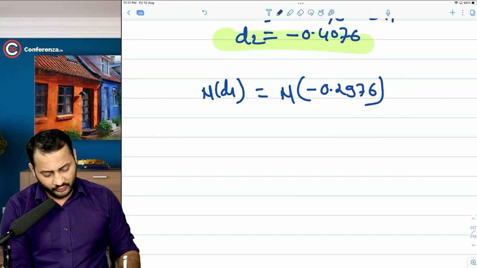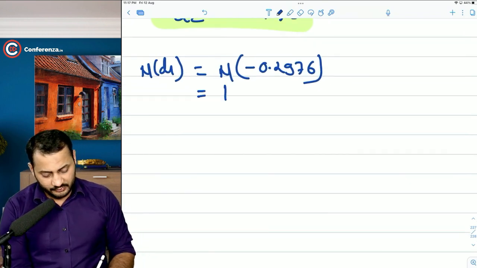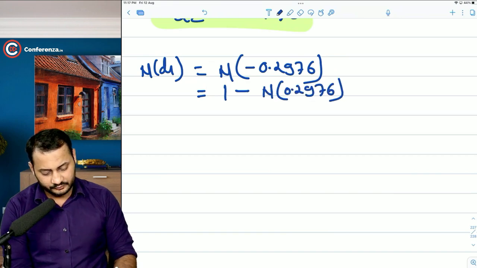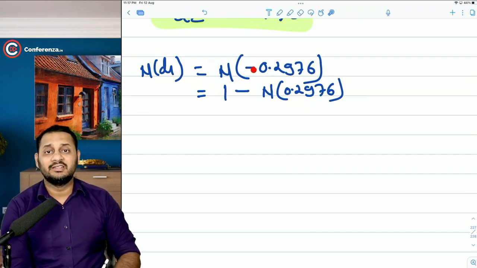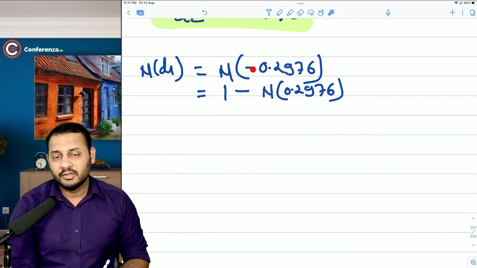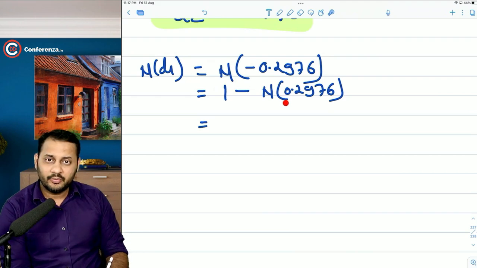Okay. Now reframe it. Convert it into a positive figure. It is nothing but 1 minus N in bracket 0.2976. So now you have converted it into positive values, because ultimately you will be deducting the positive probability from 1 to arrive at the other side of the probability. And it's very easy for you to calculate 0.2976.